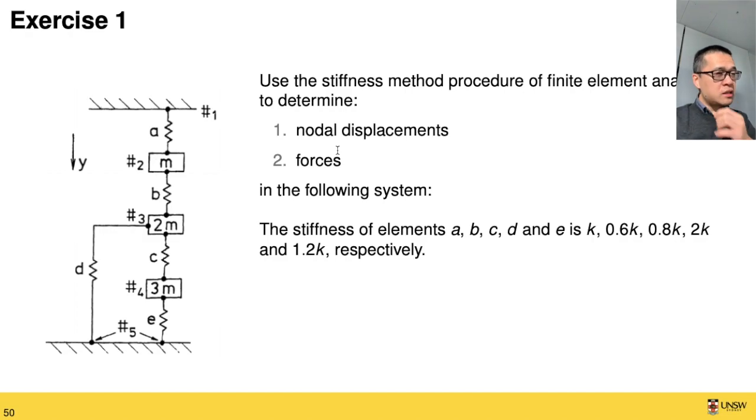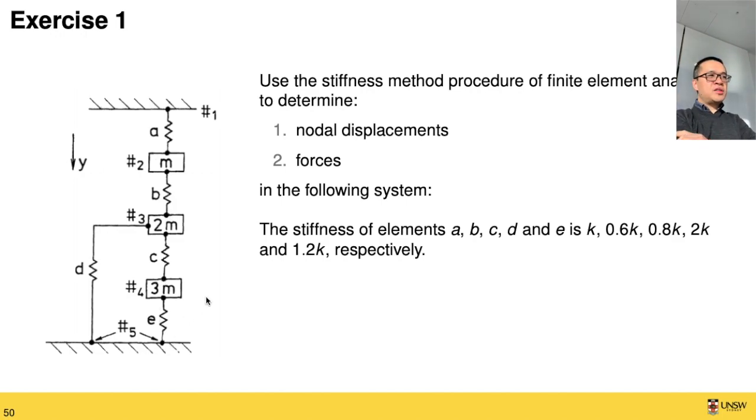So the first exercise we're going to look at is shown in this diagram, where we have 3 blocks with mass m, 2m, and 3m. They are linked together by 5 springs.